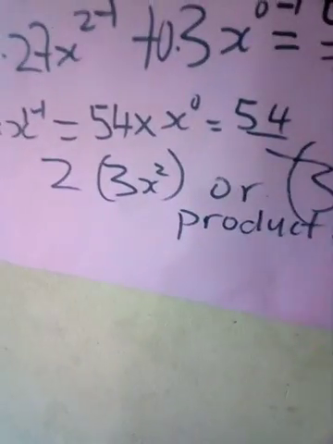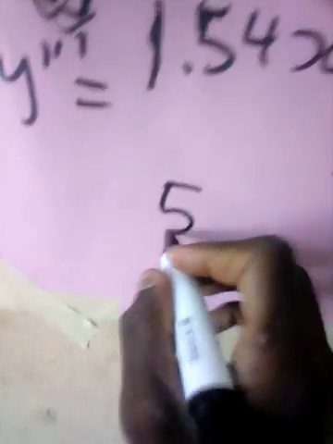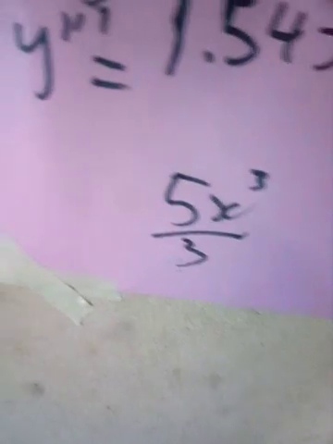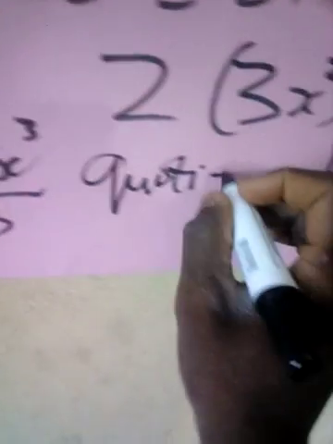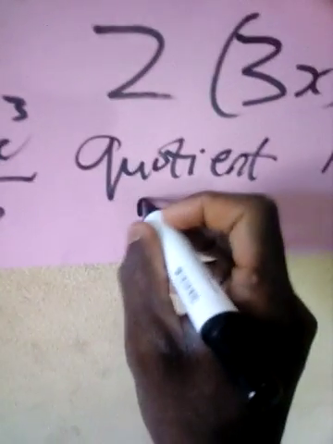I'll deal with this in the next video. And we also have 5x cubed over 3, something like this. This is what is called the quotient rule. It's meant for division. So in case you are given multiplication, you don't go and differentiate the factors separately. No. You have to apply what is called the product rule, and I'll take you through that in the next video. Thank you.